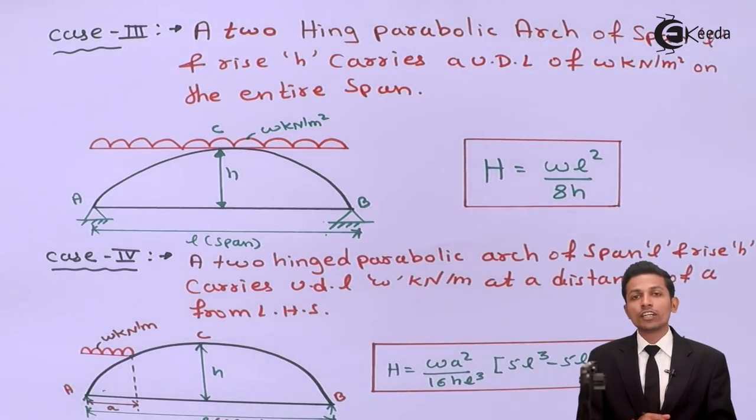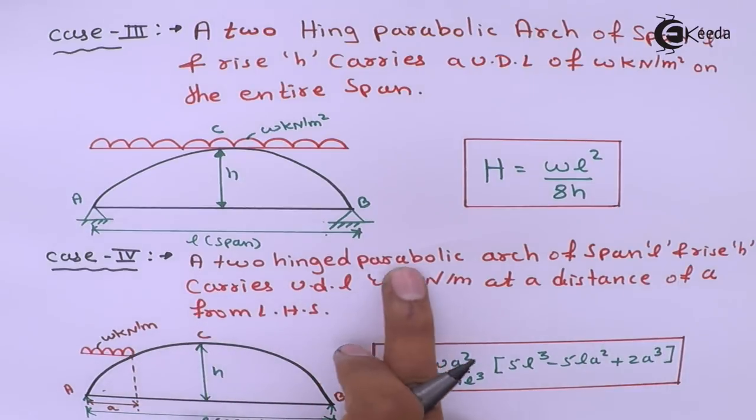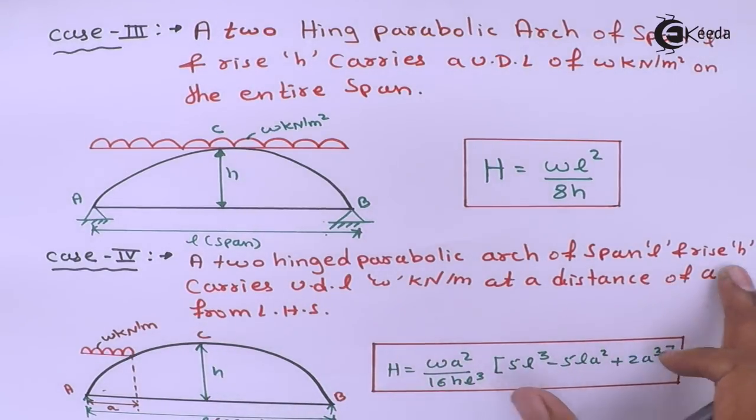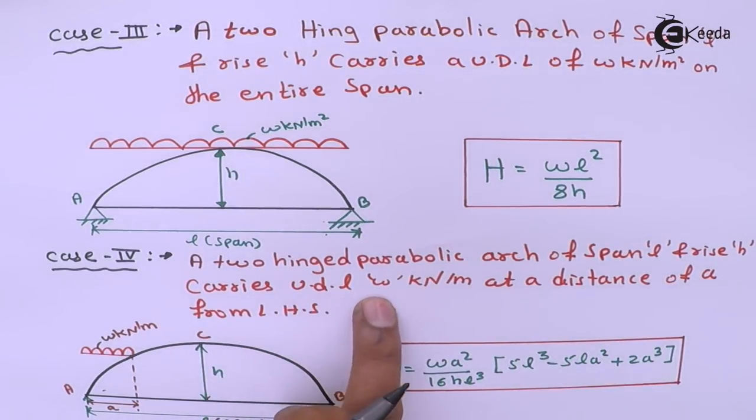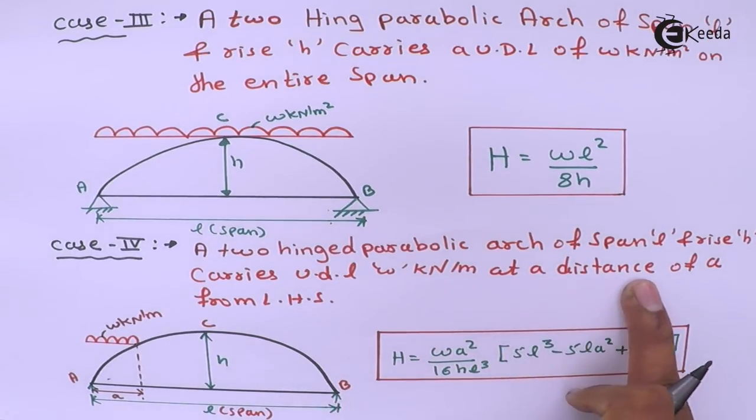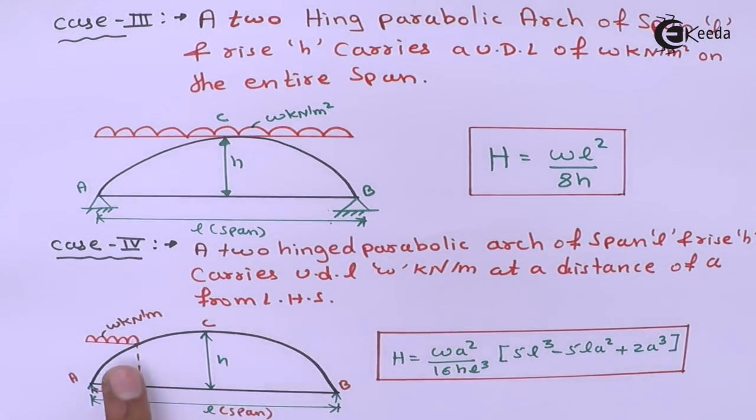Now let's move on to the fourth case. A two hinge parabolic arch of span L, rise h, carries a UDL of W kilonewton per meter over a distance a from the left hand side. So our formula will be h is equal to Wa square upon 16 h cubed into 5L cubed minus 5La square plus 2a cubed.